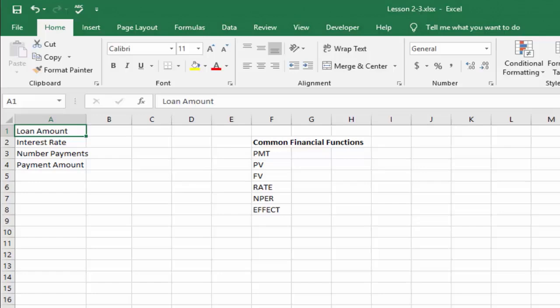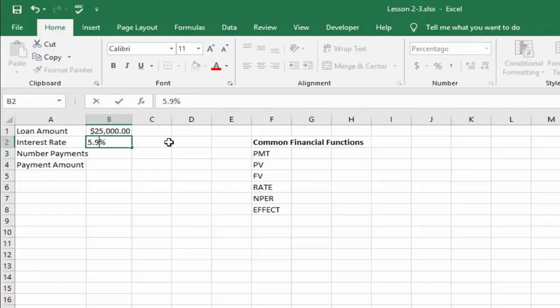Most of the functions that we're going to use over here will help us calculate one of these that's missing. So let's just assume for a second that I'm taking out a $25,000 car loan. And let's say my interest rate is going to be 5.9%. Now, the interest rate will be quoted to me based on my creditworthiness, so that's often something that's given to me. The number of payments, that's something I get to decide. That's how long I want to take to pay back the loan. Let's say I'm going to take 6 years to pay back the loan, or 72 months.